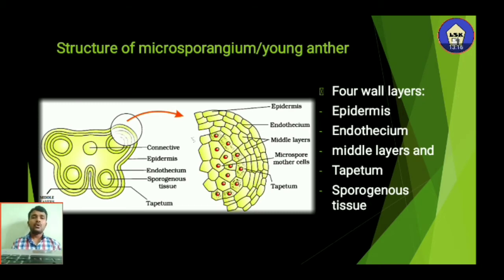Before that, within the tapetum there is a group of spore producing cells, the sporogenous tissue. The group of pollen mother cells is called the sporogenous tissue. As I told earlier, the anther consists of four sporogenous tissues, that's why the anther is called a tetrasporangium.